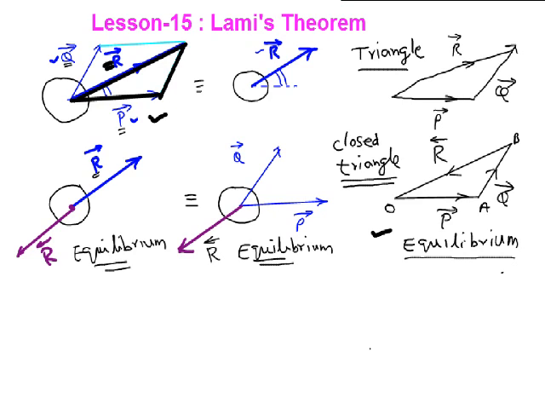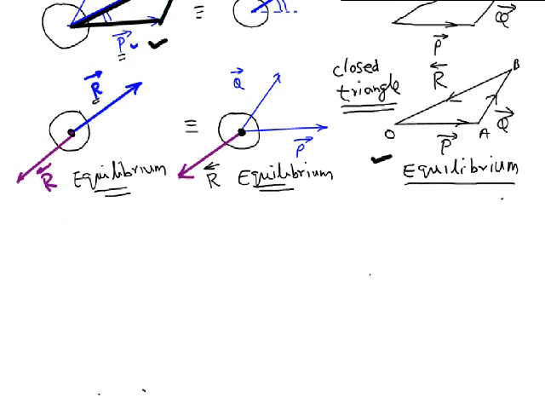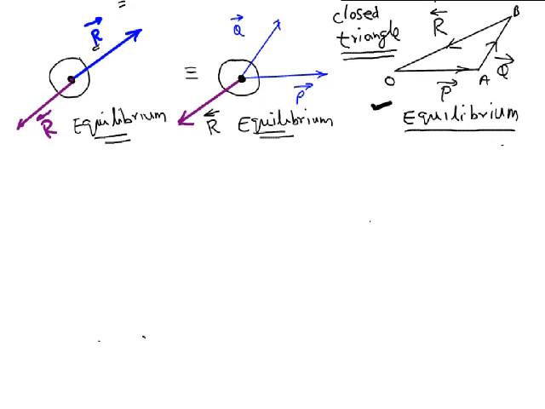So when you have a closed triangle force polygon, the body is in equilibrium provided the forces P bar, Q bar and R bar meet at a point as shown here. That is a necessary condition. You have all the three forces meeting at one point. They are coplanar concurrent forces. In fact, you can extend this to any number of forces.